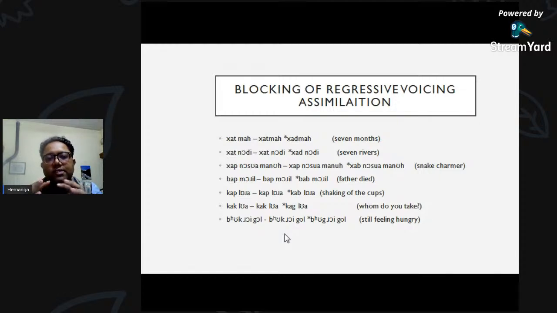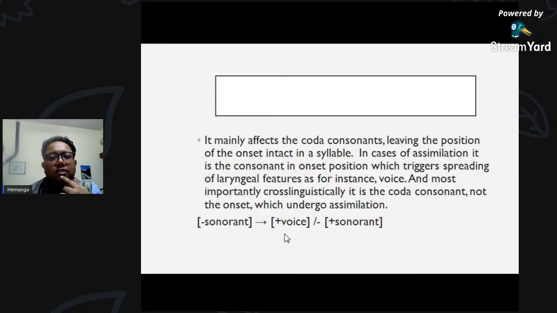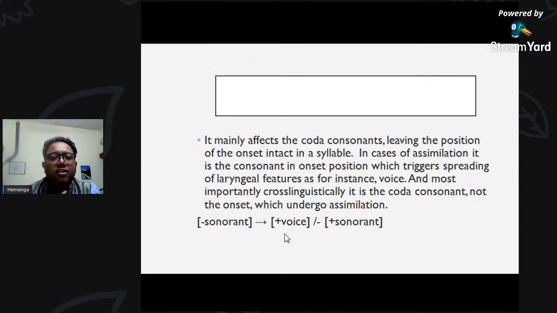So whenever two consonants are together in a cluster and the two sounds belong to different classes, then the assimilation doesn't happen. So assimilation is blocked. This is a very universal kind of phenomenon. It mainly affects the coda consonants, leaving the onset position intact in a syllable. In case of assimilation, it is the consonant in onset position which triggers spreading of the laryngeal feature of voice. And most importantly, cross-linguistically, it is the coda consonant, not the onset, which undergoes assimilation.